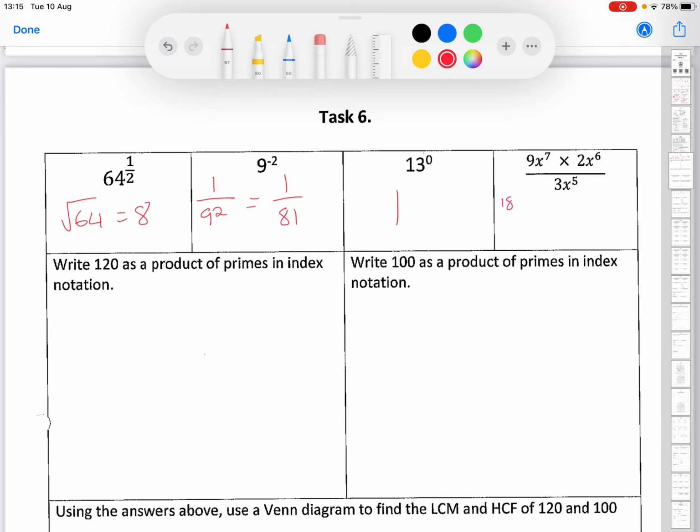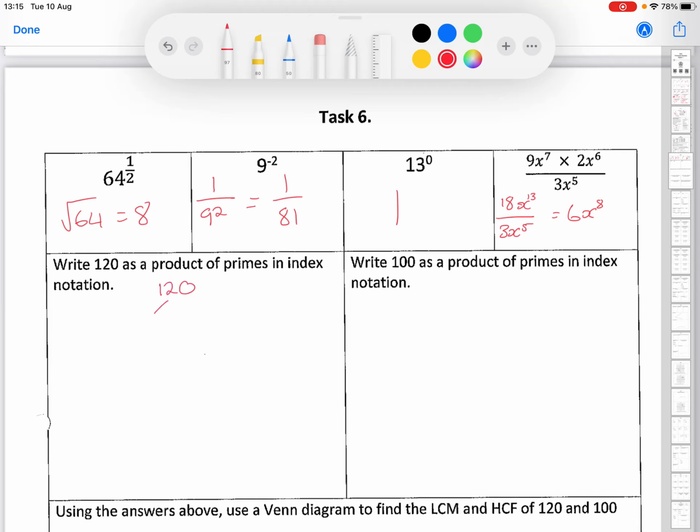This one we need to multiply our top first, so 9 times 2 is 18. Then x to the power of 7 times x to the power of 6, we add those, which is x to the power of 13. Over 3x to the power of 5, so we're going to divide: 18 divided by 3 is 6, and then x to the power of 13 divided by x to the power of 5. We need to subtract those numbers, which is x to the power of 8.